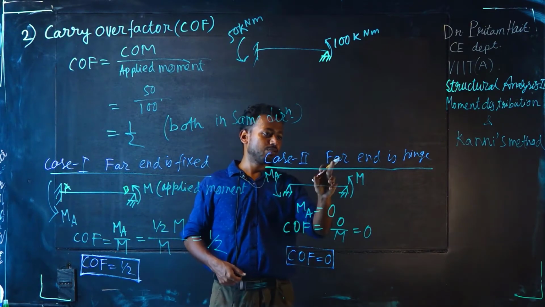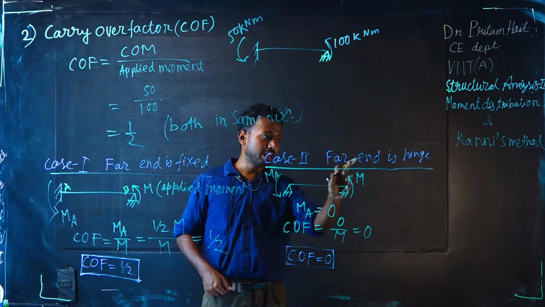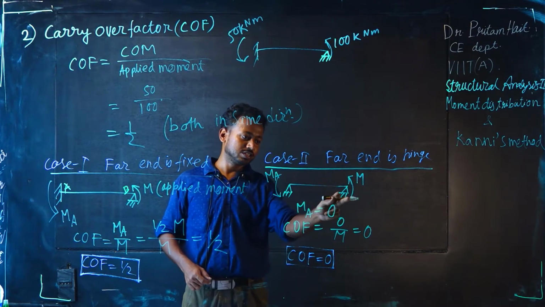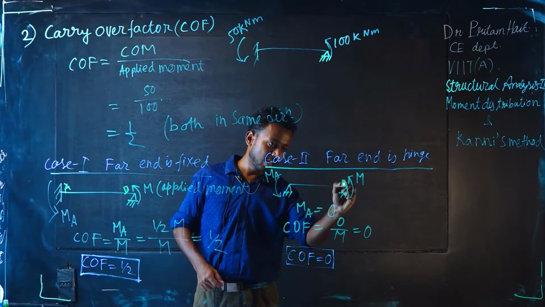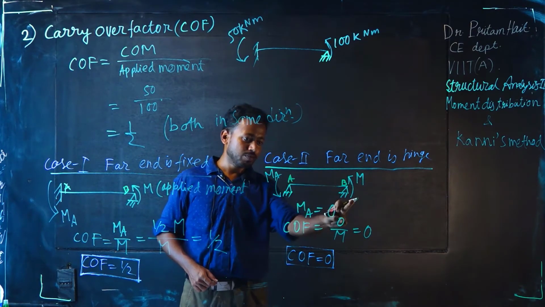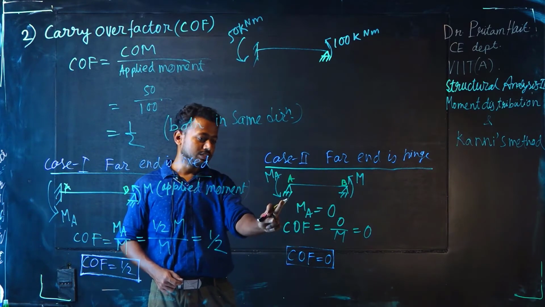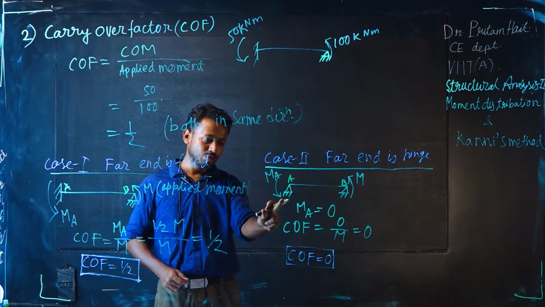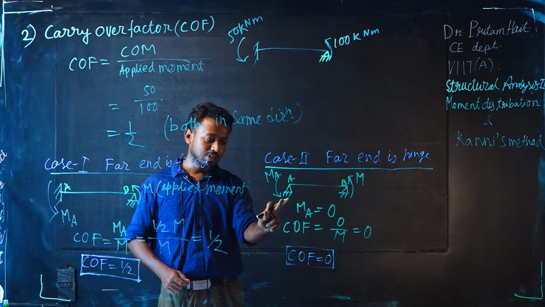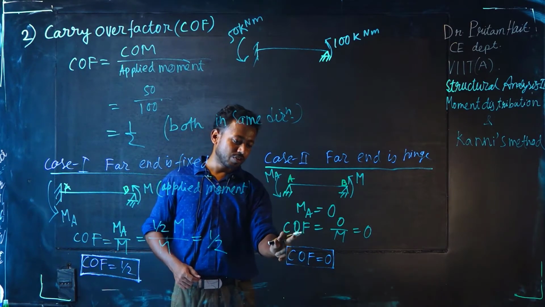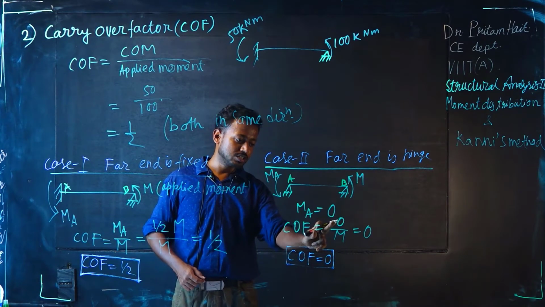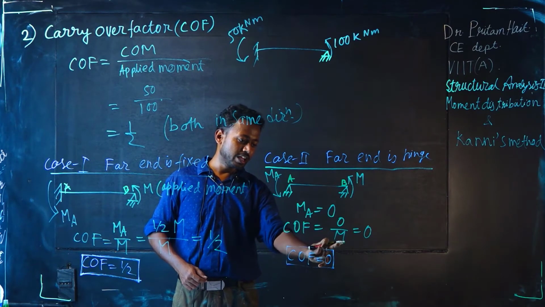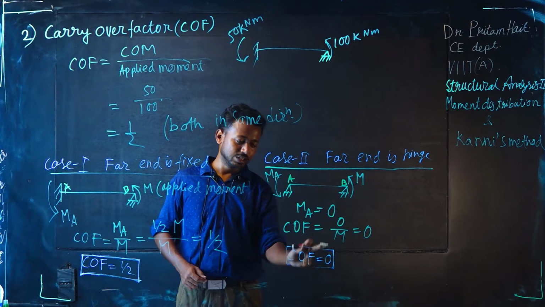Okay. Case 2, for far end is hinged. This is the point where I am applying the moment M. If the far end is a hinge support, the carryover moment will be 0 because the hinge support will not take any further moment. So carryover factor will be the carryover moment, that is 0, divided by applied moment M. So the carryover factor will be 0.